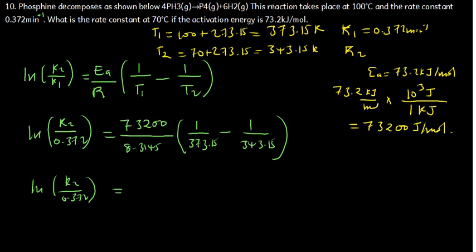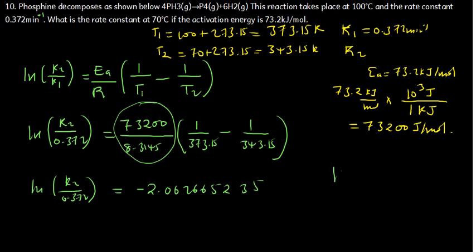73,200 divided by 8.3145. And then we are going to merge this as a single fraction. All you do is get your calculator, write 1 over this minus 1 over this. So the answer that I found after dividing this, I'm going to multiply that by 1 divided by 373.15 minus 1 divided by 343.15. It is giving me negative 2.062665235.